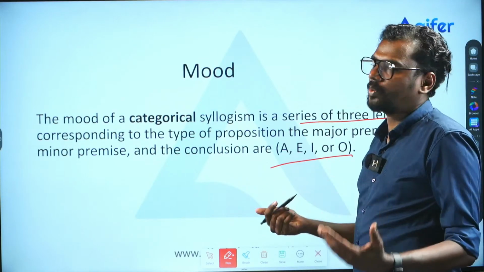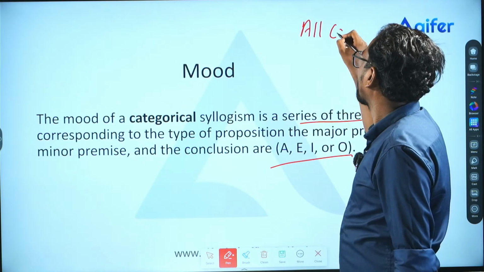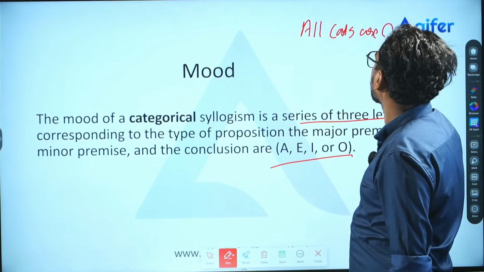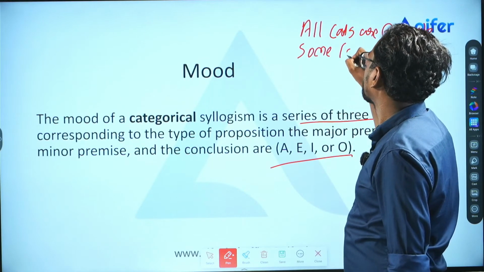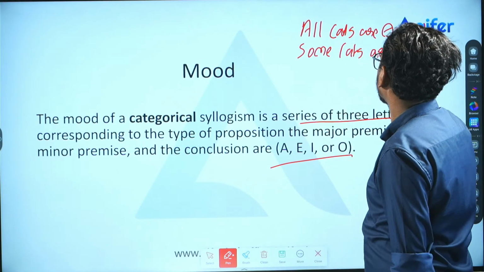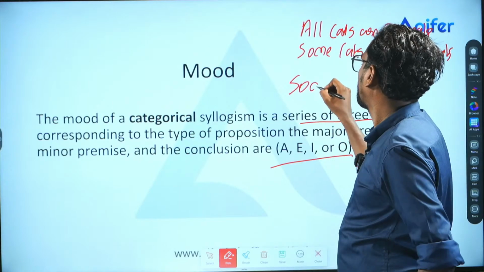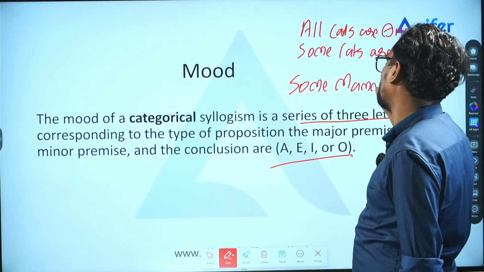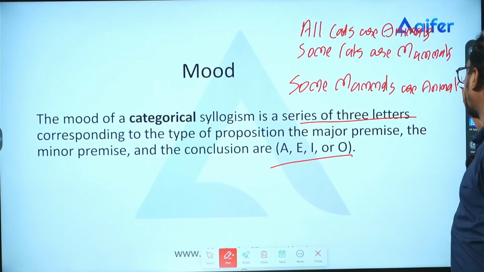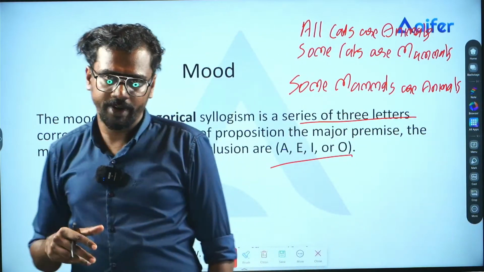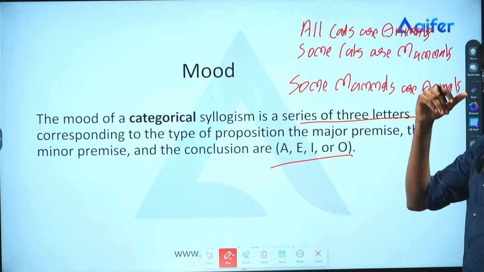For example, consider we have 2 premises and 1 conclusion. Let this be premise 1: all cats are animals. Then we have some cats are mammals. Then we have some mammals are animals. It's just an example, not the exact one. Consider this is a syllogism we have. Here we have 2 premises and 1 conclusion.